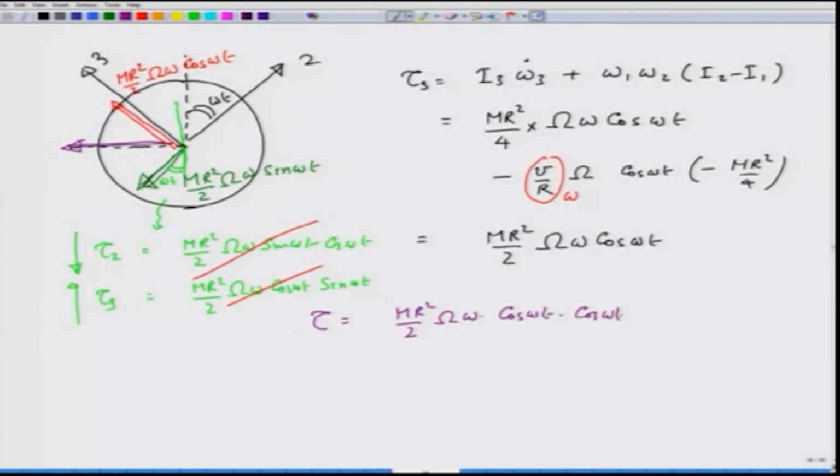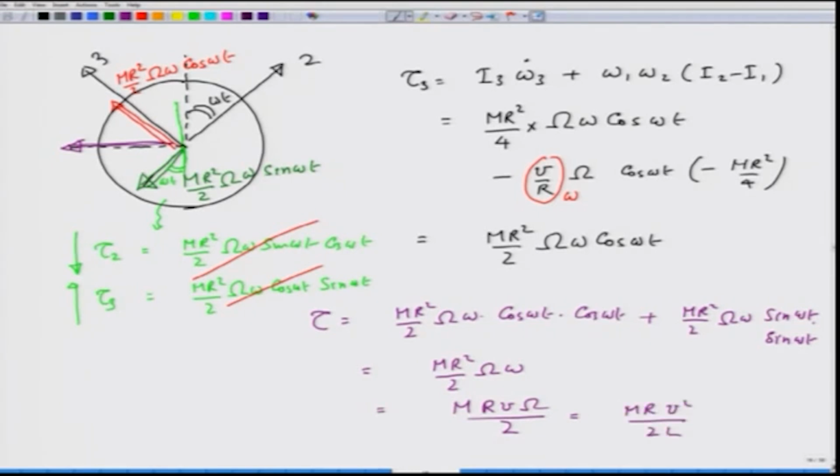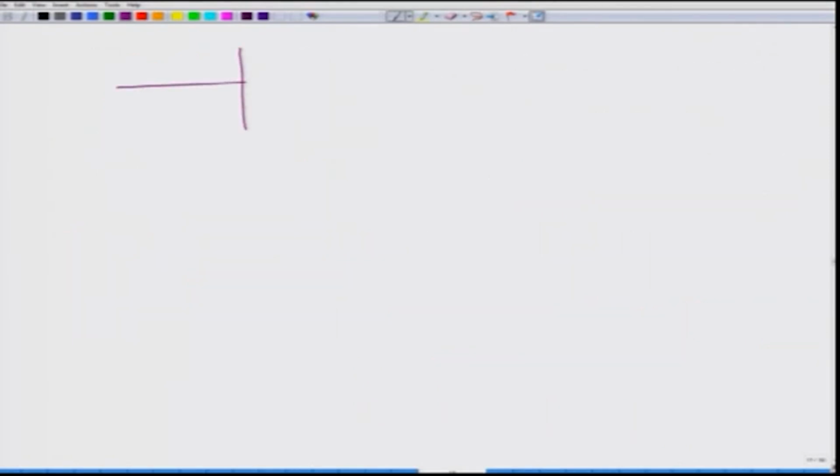So, tau is going to be m r square over 2 capital omega omega cosine of omega t times cosine of omega t plus m r square over 2 capital omega omega sine of omega t times sine of omega t, which is equal to m r square over 2 capital omega omega times cosine square omega t plus sine square omega t, which is 1. Again, if I play around, r omega is v, so I can write this as m r v capital omega over 2. Capital omega is v over L, so I can write this as m r v square over 2L, which is the same answer as obtained earlier. Let me now translate this back to this wheel.